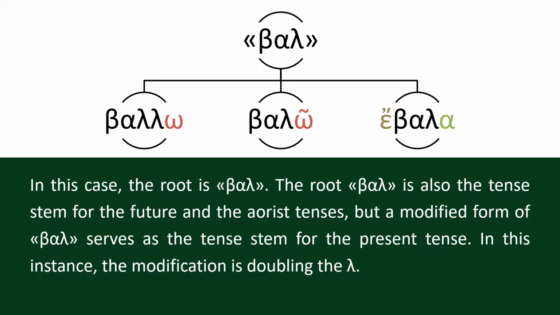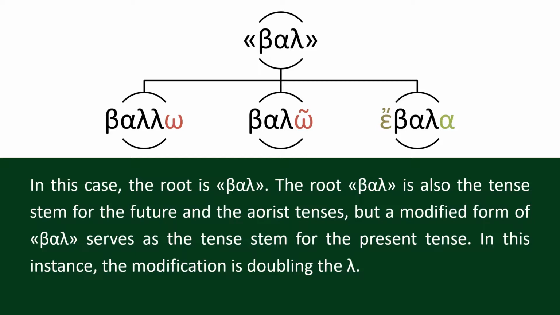Here is another example using the root val, veta, aleph, lambda. In this case, the root is val. The root val is also the tense stem for the future, you can see valo, and for the aorist, evala. But a modified form of val serves as the tense stem for the present tense, it is valo. Notice the duplicated lambda. In this instance, the modification is a doubling of the stem letter lambda.